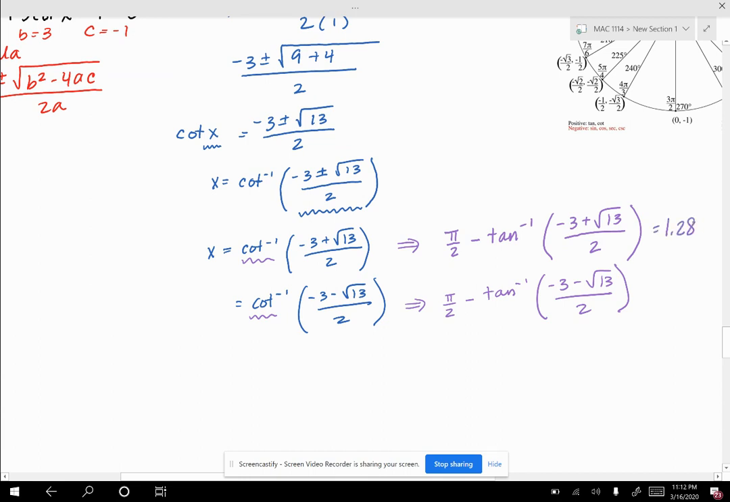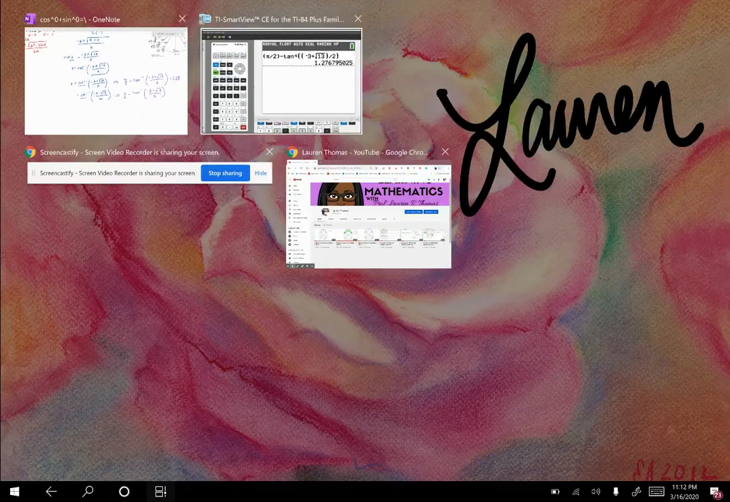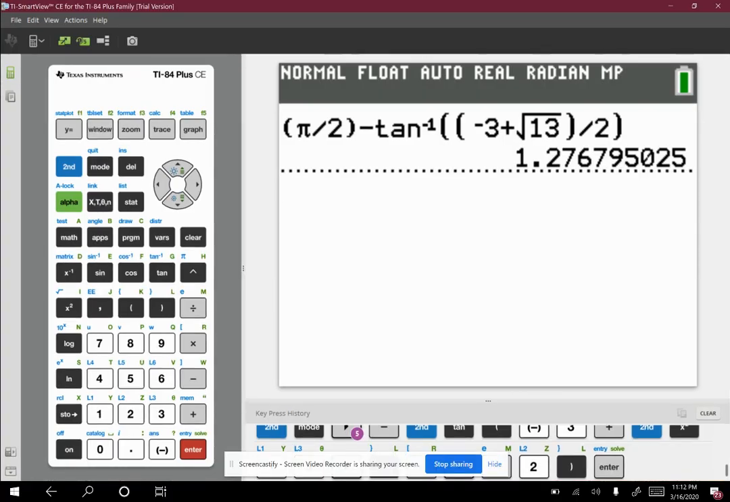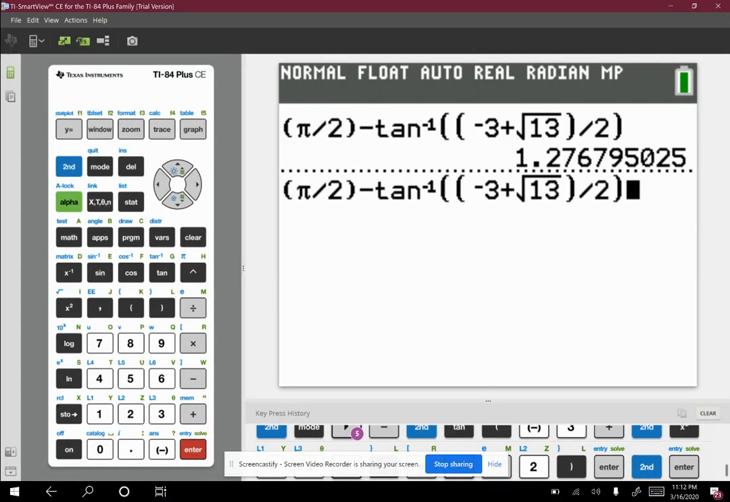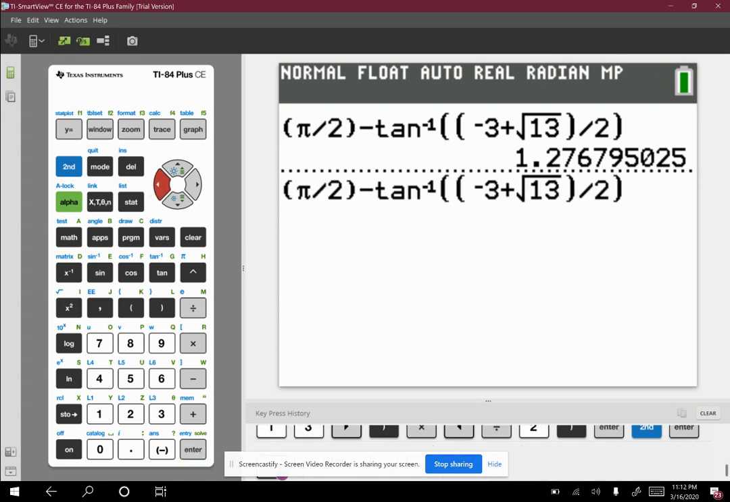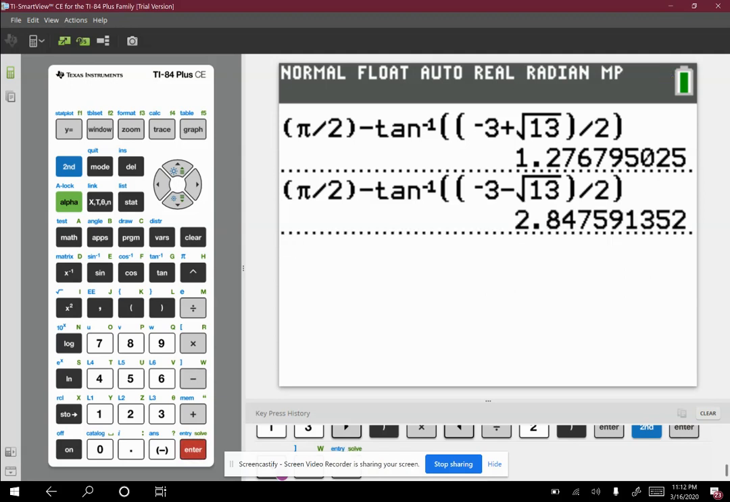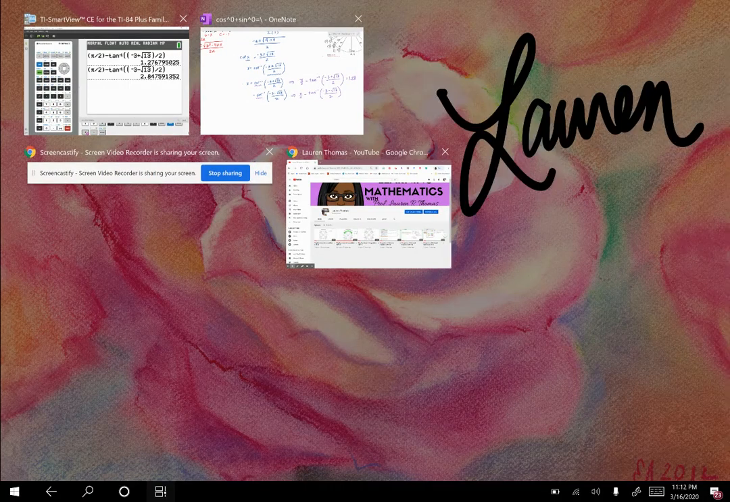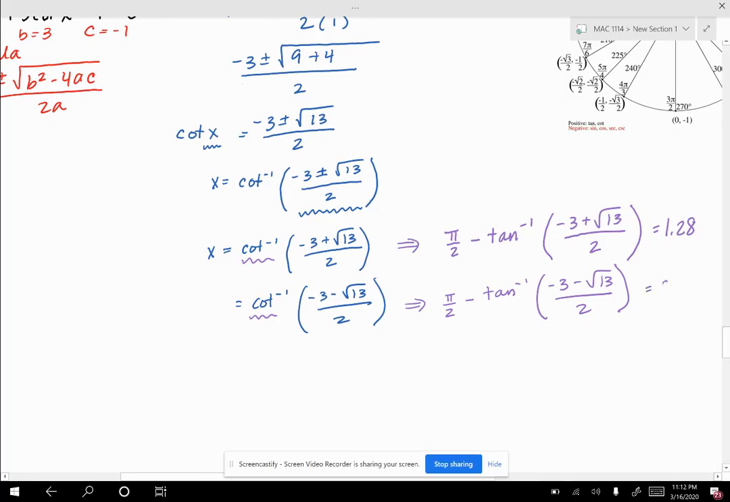And then to get my second one, I need to change that quantity that was inside of the parentheses to minus square root of 13. So let me go ahead and pull that back up again. I'm going to recall that entry, change that sign to a minus and press enter. And my other answer is 2.85. All right, so those are our two answers.